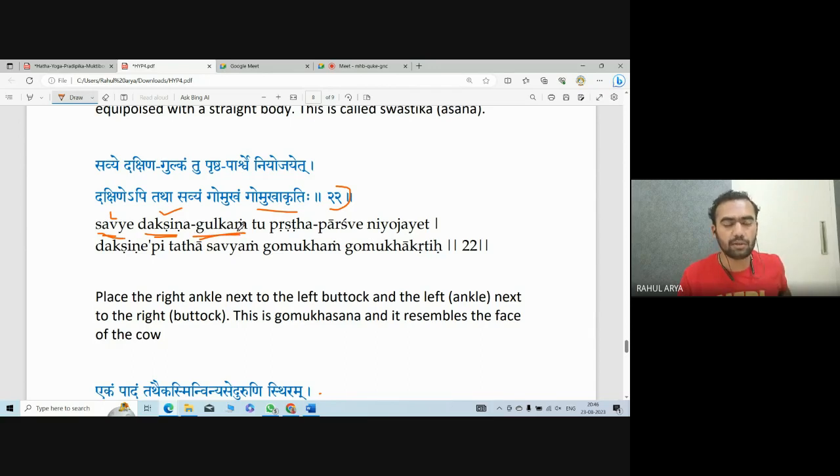Gulfam has two meanings. Many say it is the heel, and others say it is the ankle. Many texts mention Gulf as the ankle, and a few texts say it is our heel. Here we are studying Savye Dakshin Gulfam tu. It means from the left side we have to put our Dakshin Gulfam, the right heel or right ankle. Prishta Parshve Niyojayet. Prishta means backside. We have to put our leg at the backside.